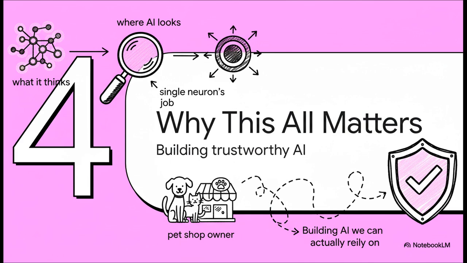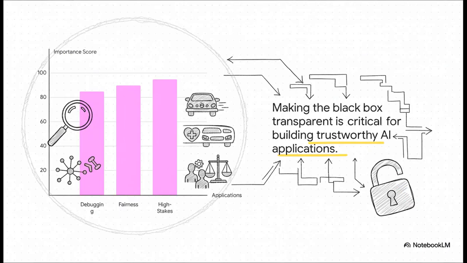So there you have it. We've shown our pet shop owner where the AI looks, what it thinks, and we've even reconstructed a single thought. But this is way more than just a cool party trick. This is absolutely fundamental to building AI that we can actually trust. And look, cracking open this black box is so important for a few key reasons.